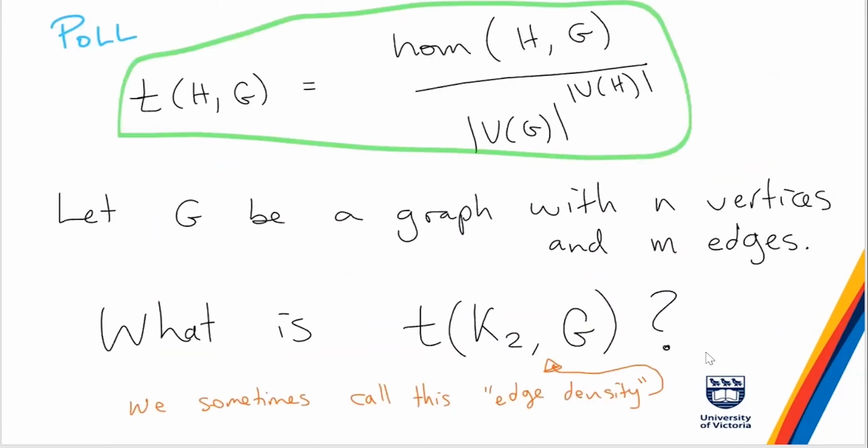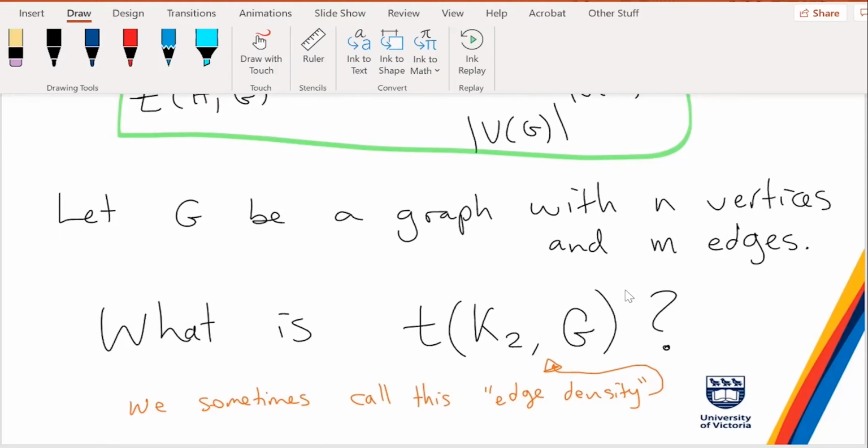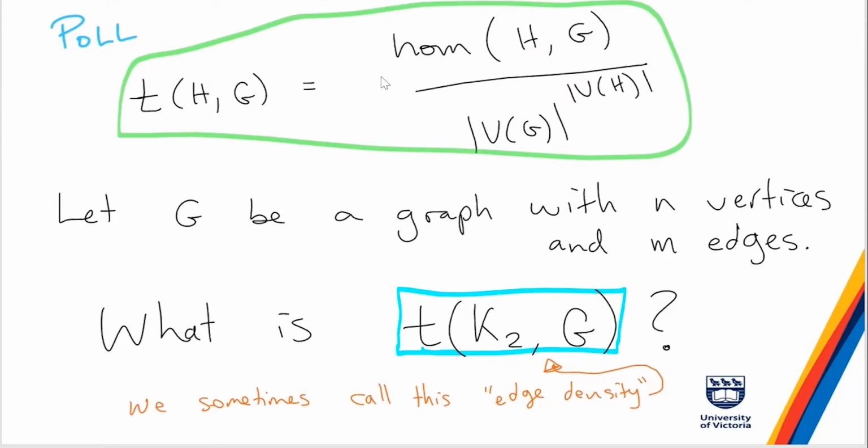Okay. Maybe I'm not sure if I have time for this or not, but let's just do it anyway. So here's a poll. I've got a graph with n vertices and m edges. I've put a poll up with a bunch of expressions. Which of these expressions is equal to t of k2 in g? So k2 is, of course, just the graph with two vertices and one edge. In green, I've repeated the formula for it.